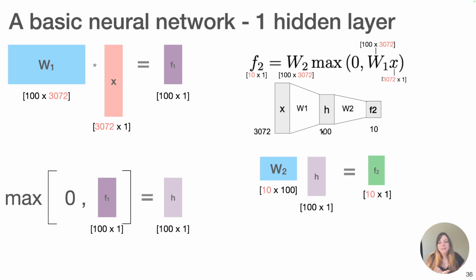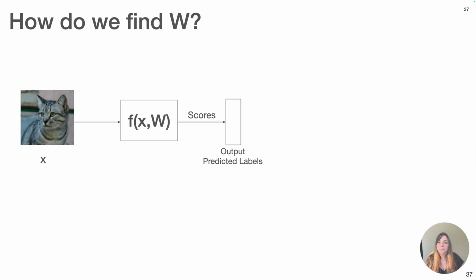Obviously here we have not yet learned anything, so the magic here is that we need to choose W1 and W2 such that when we do this operation, the values of F2 allow us to distinguish a cat from a dog, an airplane from a ship, and so on. So the question is, what should W1 and W2 be such that F2 is actually informative? Okay, so that's the next question we're going to tackle. How do we find W?